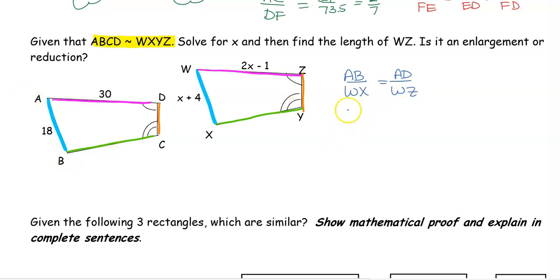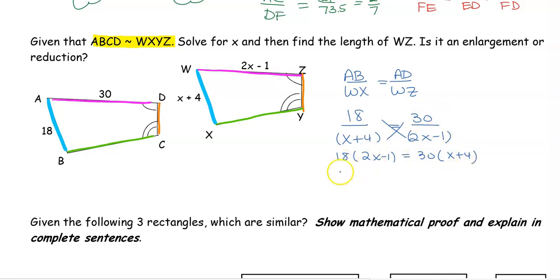So I can write AB, which is 18, corresponds to x plus 4, and 30 over 2x minus 1. So I just wrote a proportion using the ratio of two corresponding sides. Now we solve this proportion, which we know how to do. So it's 18 times 2x minus 1. Remember, anytime there's more than one number, we put parentheses around it, equals 30 times x plus 4. We distribute: 18 times 2 is 36x, 18 times negative 1 is negative 18, and 30x plus 120.